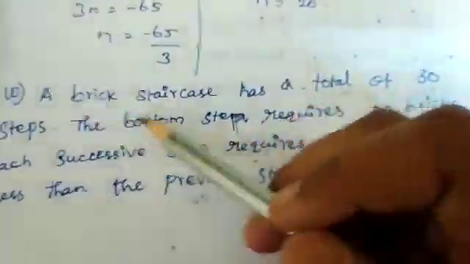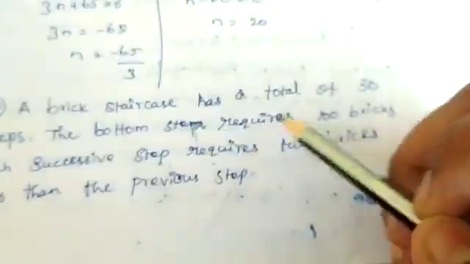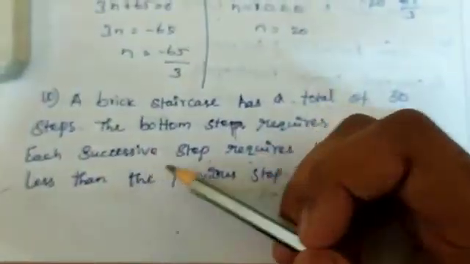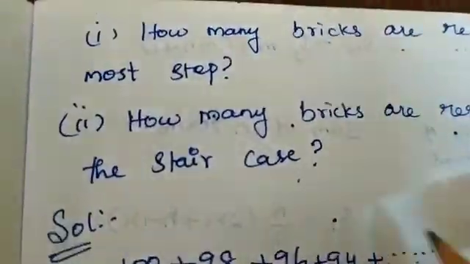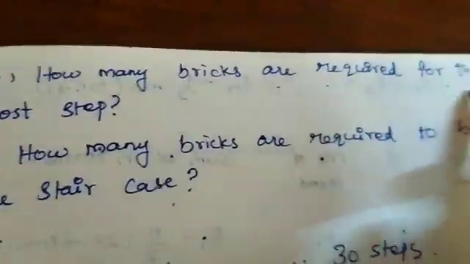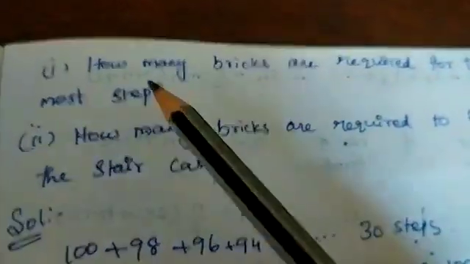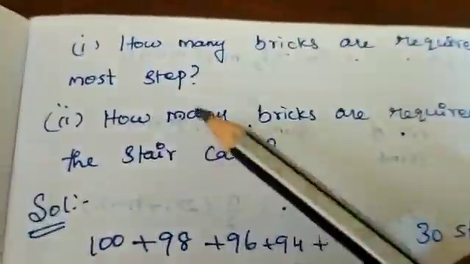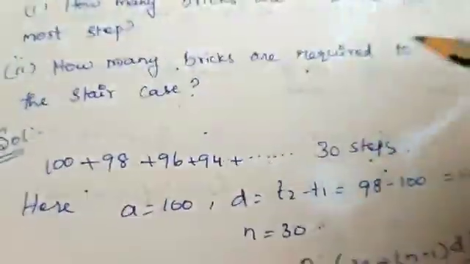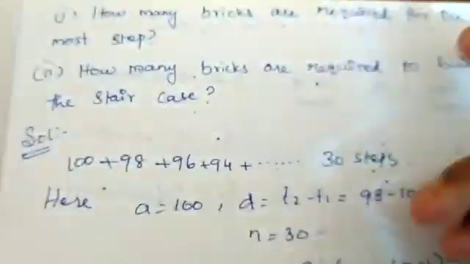Then 10th question. A brick staircase has total of 30 steps. The bottom step requires 100 bricks. Each successive step requires 2 bricks less than the previous step. Okay. And question is, how many bricks are required for the topmost step? Okay, we are going to find the topmost step. How many bricks we want to build it? How many bricks are required to build the whole staircase? Okay, the total, that is Sn.